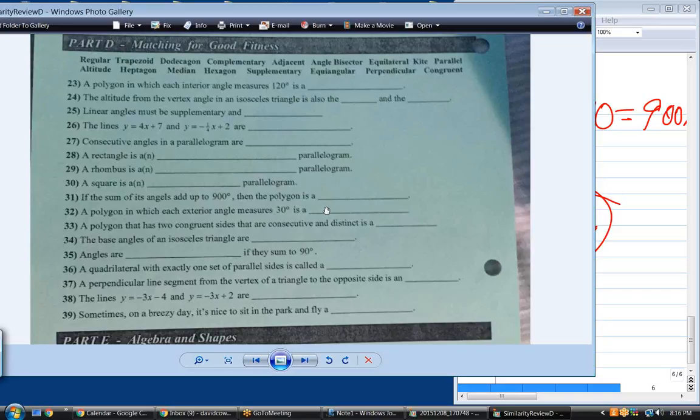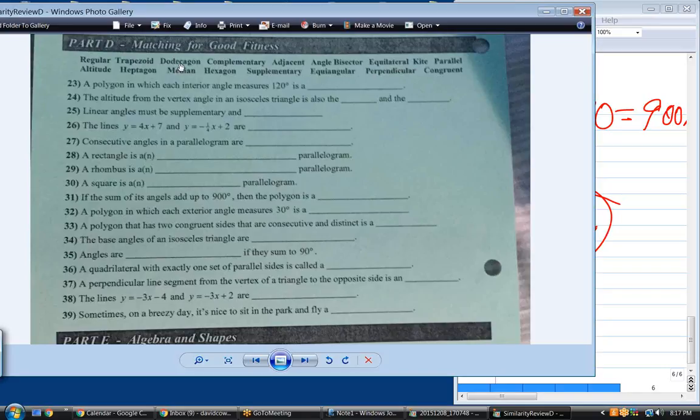Would it be an angle bisector? No. A median? No. In other words, they're looking for the name of a quadrilateral or some polygon. Trapezoid? That's not the name of a quadrilateral, nor is that. In other words, a lot of these words aren't going to apply.